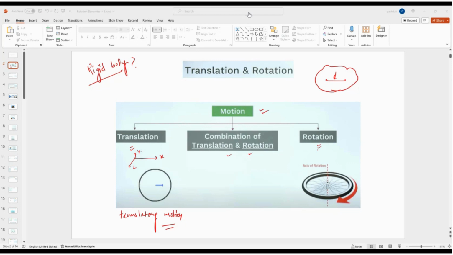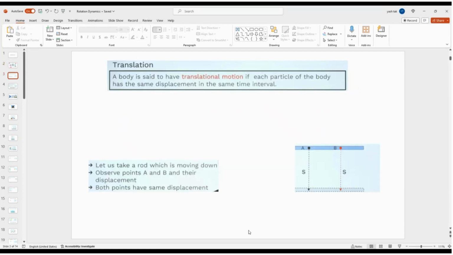One is like this. This is translation. If I rotate this pen, this is only rotation. Something can rotate and move like this. That is translation plus rotation, one sort of which is called rolling motion. Anything that rolls is translation plus rotation.